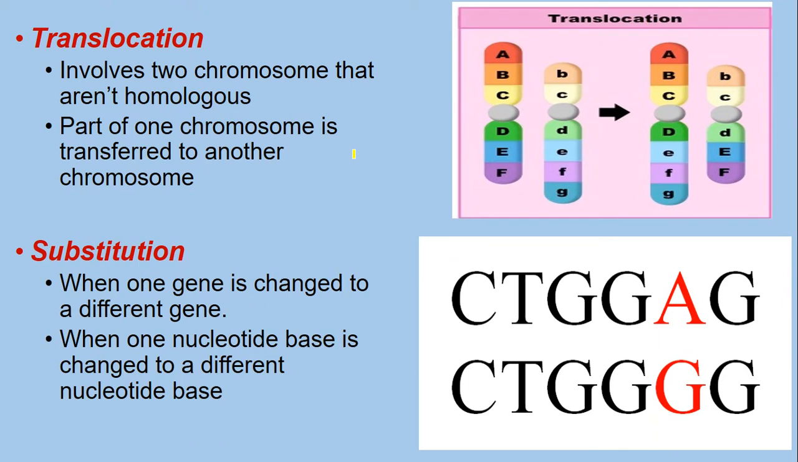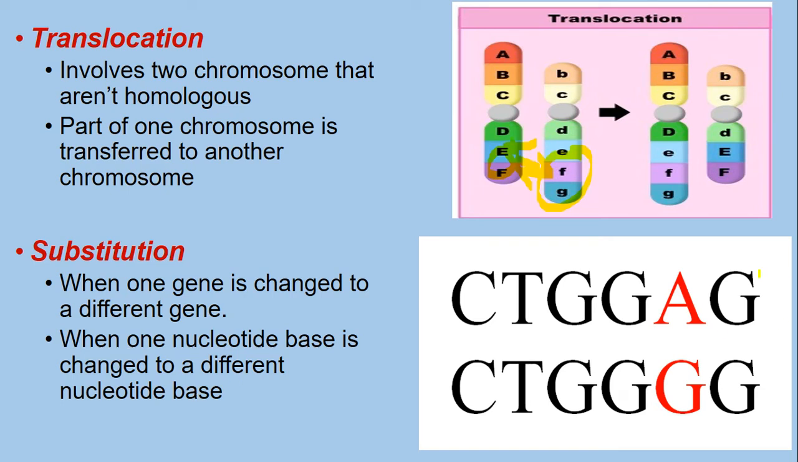The next one is called translocation. It involves two chromosomes that aren't homologous, which means they don't have the same genes. So part of one chromosome is transferred to another. If you look at the picture here, here's one, here's the other, and you can see the E's and the EFG got switched. And they shouldn't have, because they shouldn't have done anything. And this is a process that would happen during cellular division.